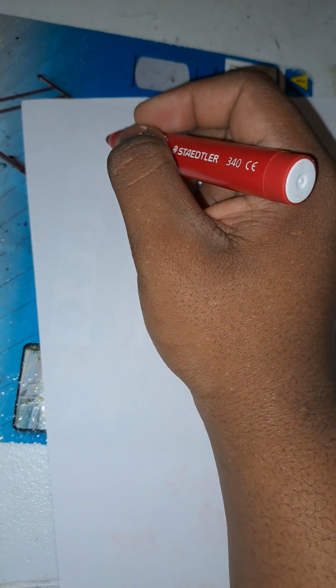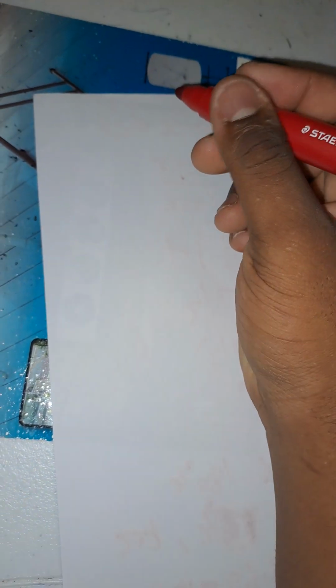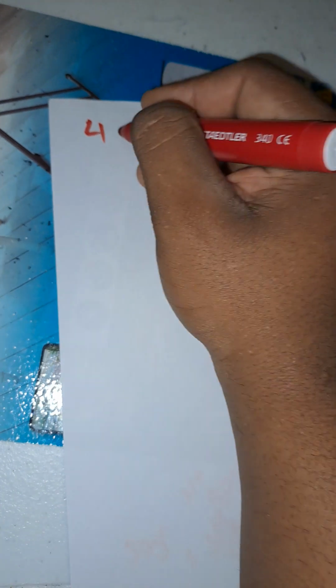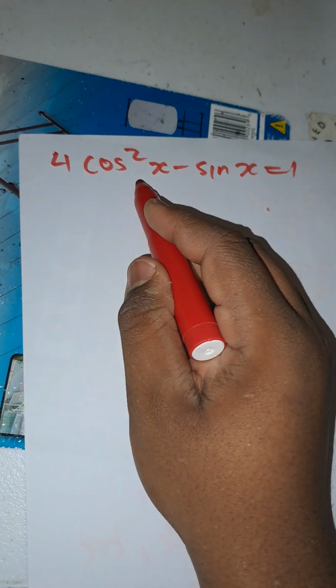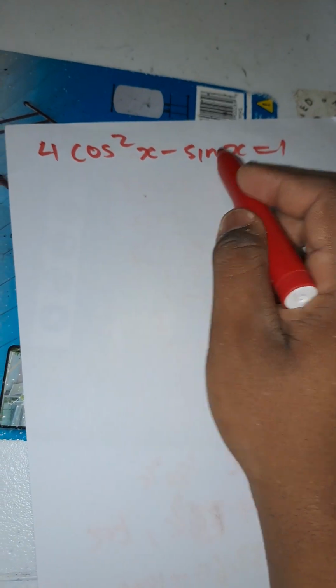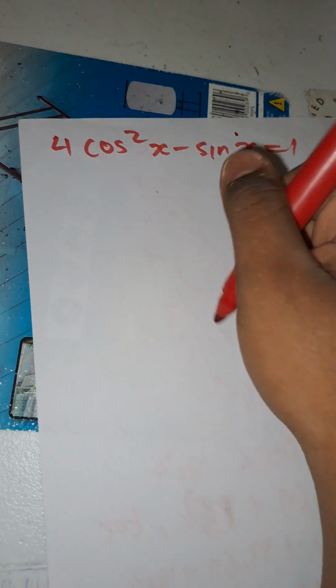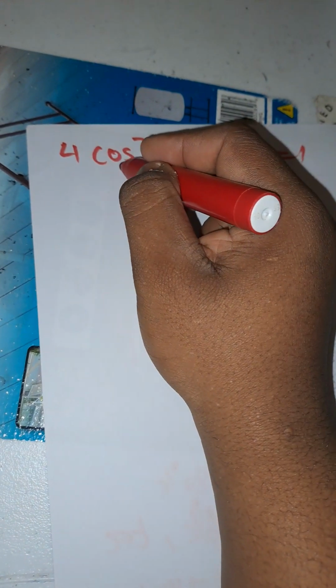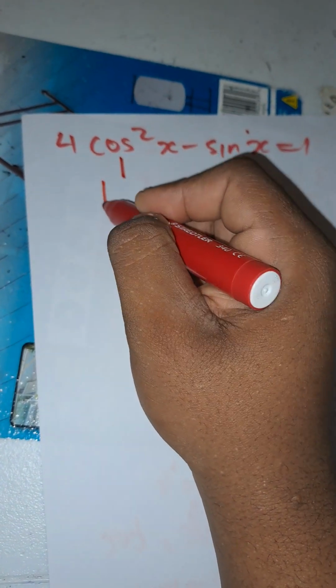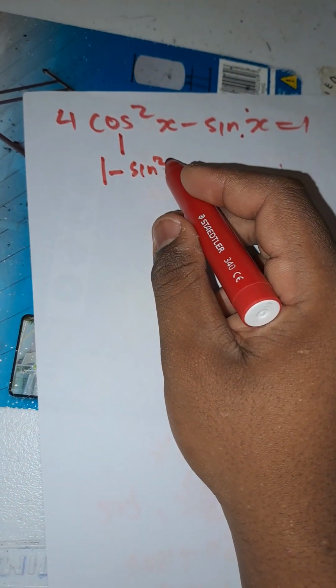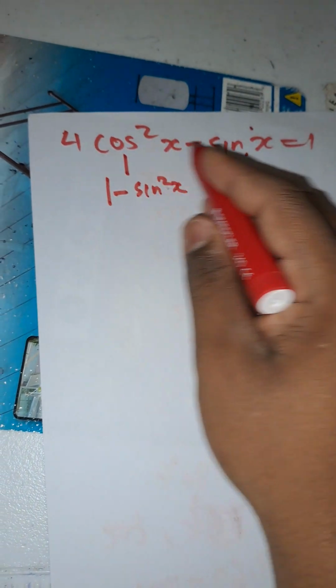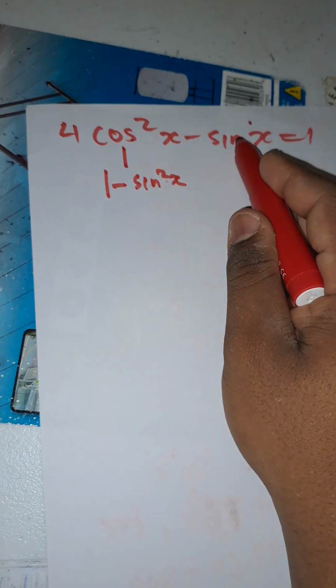Okay, so let's just say you have a quadratic one, whereby they are saying solve for, maybe, 4 cos squared x minus sine x is equal to 1. Check, these things are not the same. Since I have sine x, I cannot change sine x. But remember what I said, cos squared x can be changed to 1 minus sine squared x. Don't forget that.